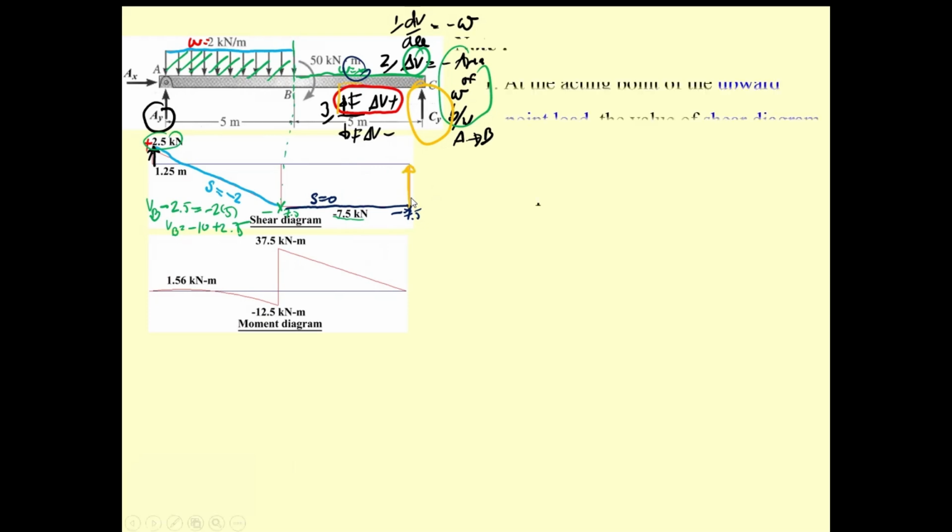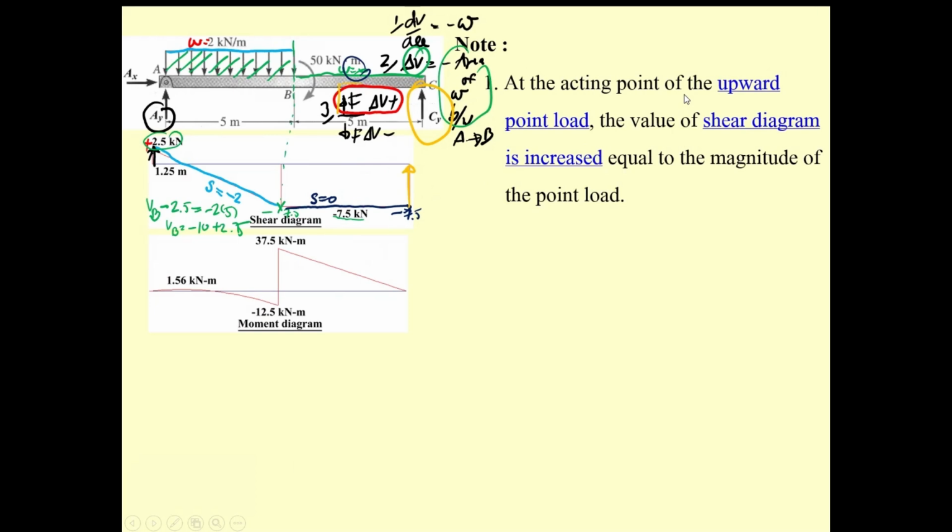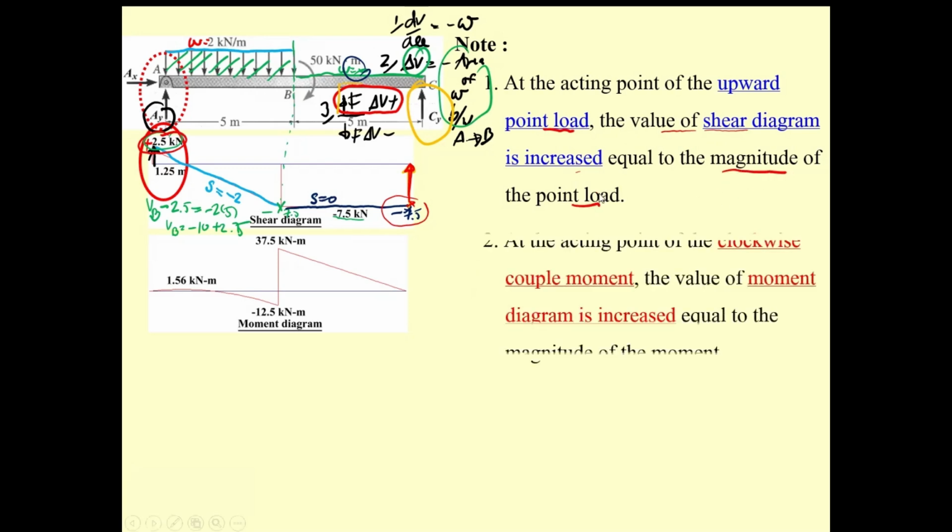So first we have at the acting point of the upward loading, the value of shear is increased by the reaction. The same over here. Okay. From minus 7.5, this one goes upward up over here. That's the meaning of it, equal to the magnitude of the reaction. Then that is the second thing.